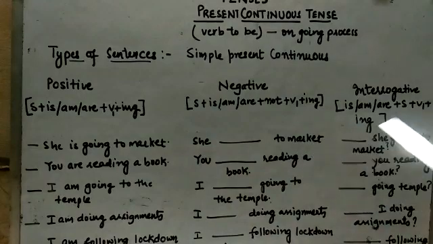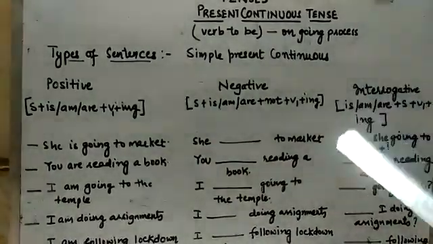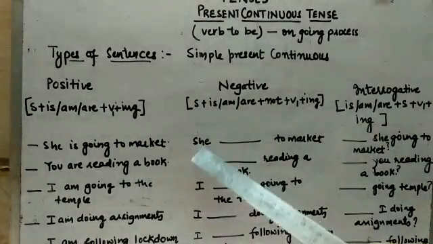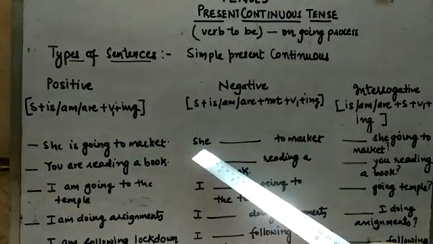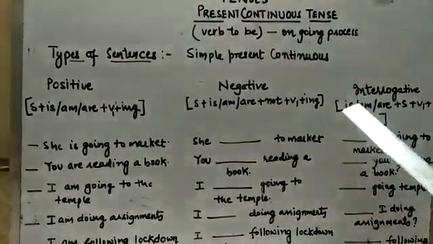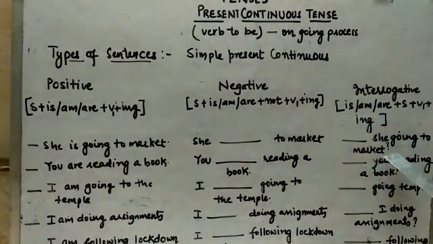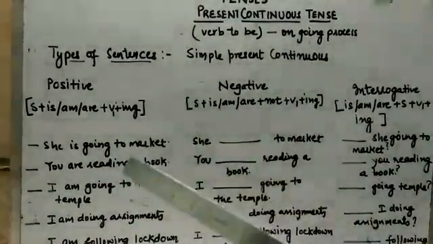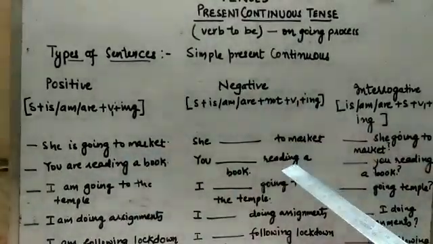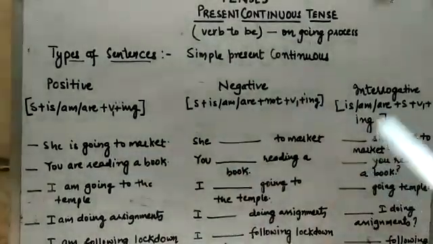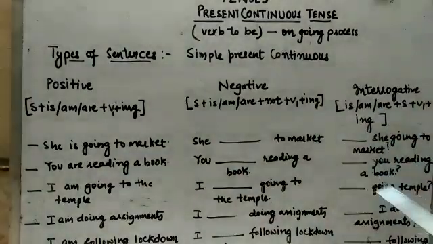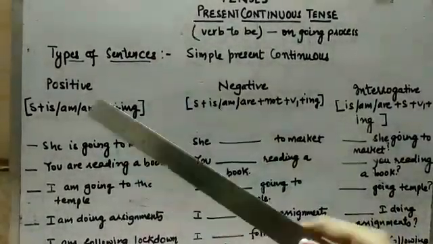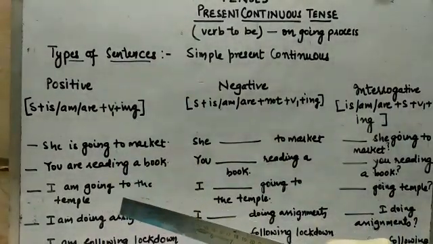Right? For interrogative, now the formation will change. We have to put the question first. So she is singular, third person. So with that, we are going to use: Is she going to the market? Question mark. You are reading a book. You are not reading the book. And again with are, we are going to use: Are you reading a book? In interrogative sentences.